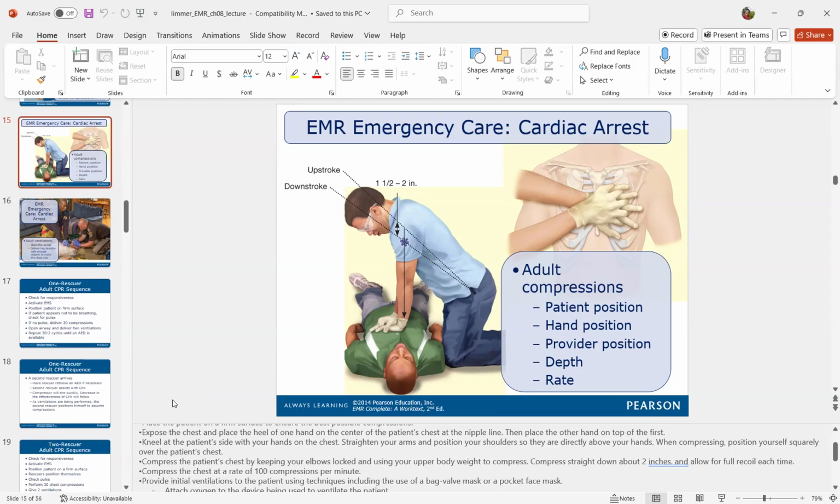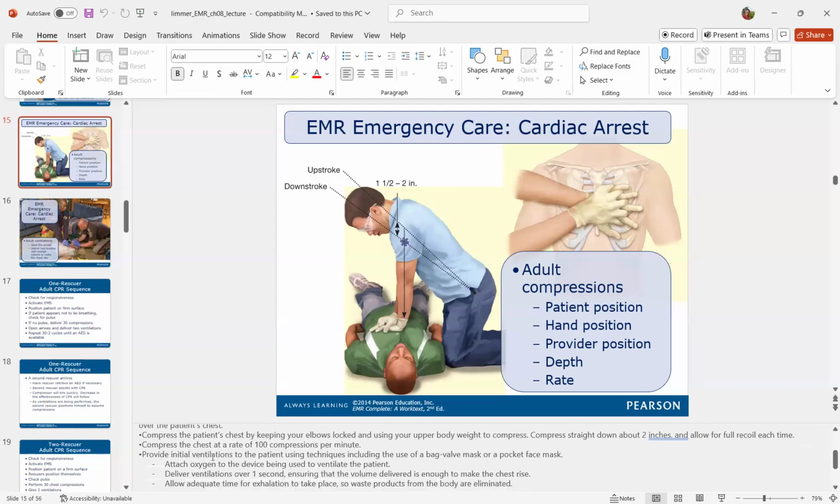Expose the chest and place the heel of one hand on the center of their chest at the nipple line, and then place the other on top. For starting compressions, we're going to kneel at the patient's side, straighten your arms and position your shoulders directly above your hands. When compressing, position yourself squarely over the patient's chest. We're going to compress the patient's chest by keeping your elbows locked and using your upper body weight. We're going to go down about 2 inches and allow for full chest recoil each time. And our rate is going to be between 100 and 120 per minute.